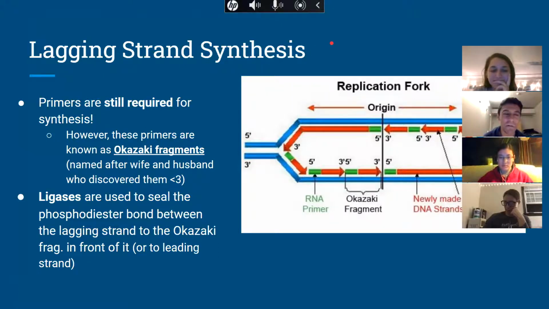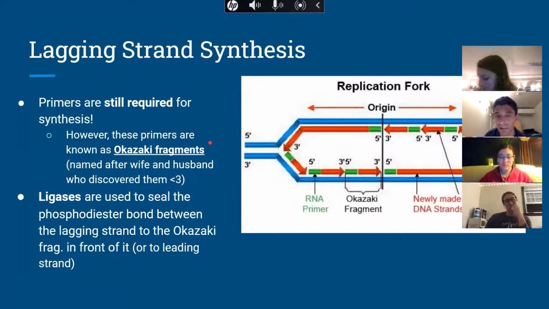So we talked about how the polymerase polymerizes the leading strand. Now we'll talk a little bit about how the lagging strand works. Primers are still required. That's like trying to write on a paper where you don't have a paper, which is pretty difficult. Primers are always required when you're making some kind of strand polymerization.